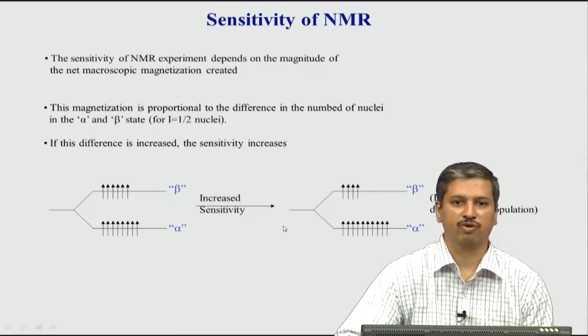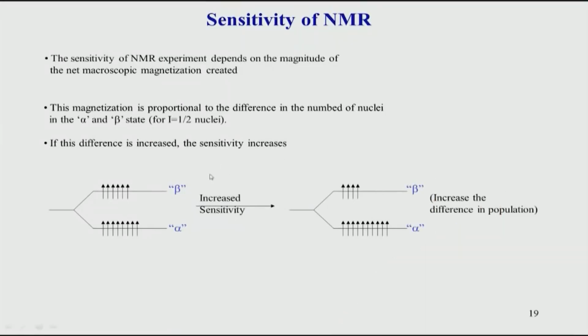Now let us go further into this Boltzmann population difference. We will look at sensitivity again later on, but sensitivity, as I said, depends on how many molecules absorb the energy, and that depends on the difference in the population. So, if I want to increase sensitivity, I should increase the population difference. That means I should have more molecules sitting in the ground state than in the excited state. So, this difference is what matters.